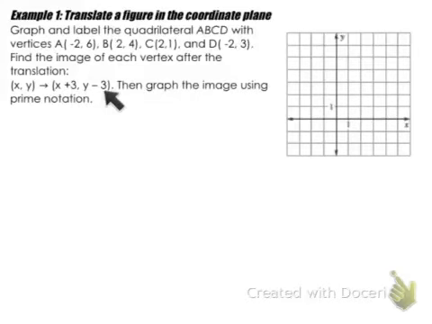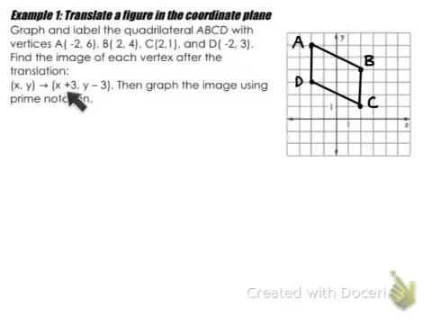So visually, let's take a look at what that looks like. So let's first graph our points A, B, C, D. There's A, there's B, there's C, and there's D. So we're going to connect all vertices to create our quadrilateral, and now we're going to use the rule that's given to us in the proper notation for a translation.